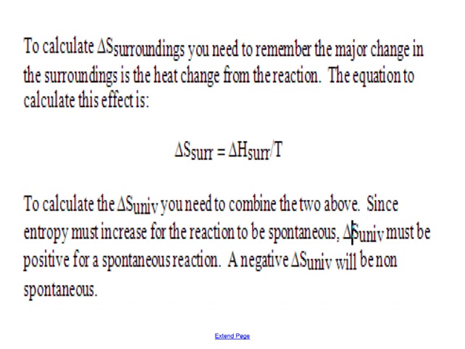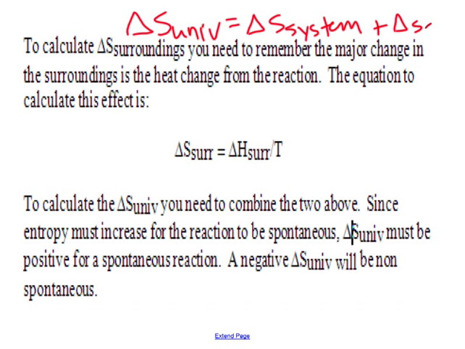So in order to calculate delta S of the universe, as on the other page, delta S of the universe is equal to delta S of the system plus delta S of the surroundings. Well, we know how to find delta S of the system using Big Mama. How do we find delta S of the surroundings? Well, here's this equation. Delta S of the surroundings is equal to delta H of the surroundings divided by T.